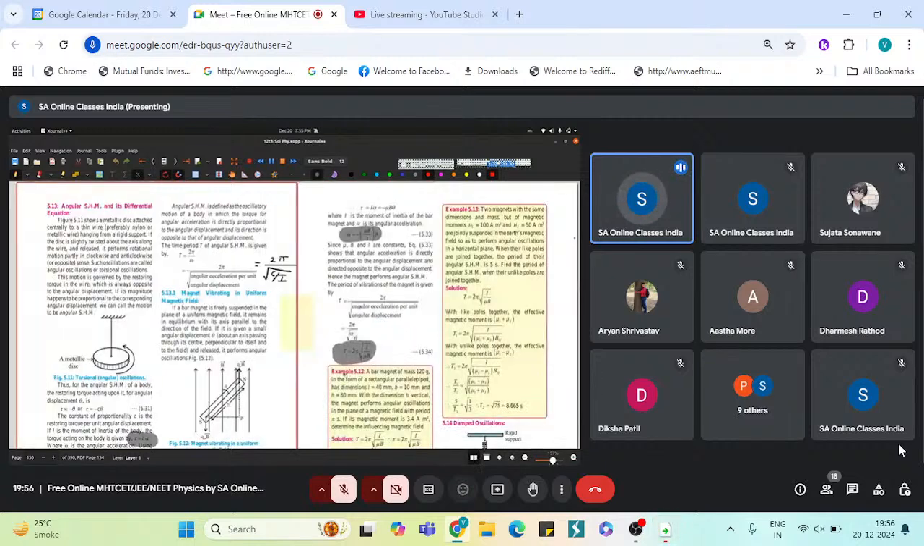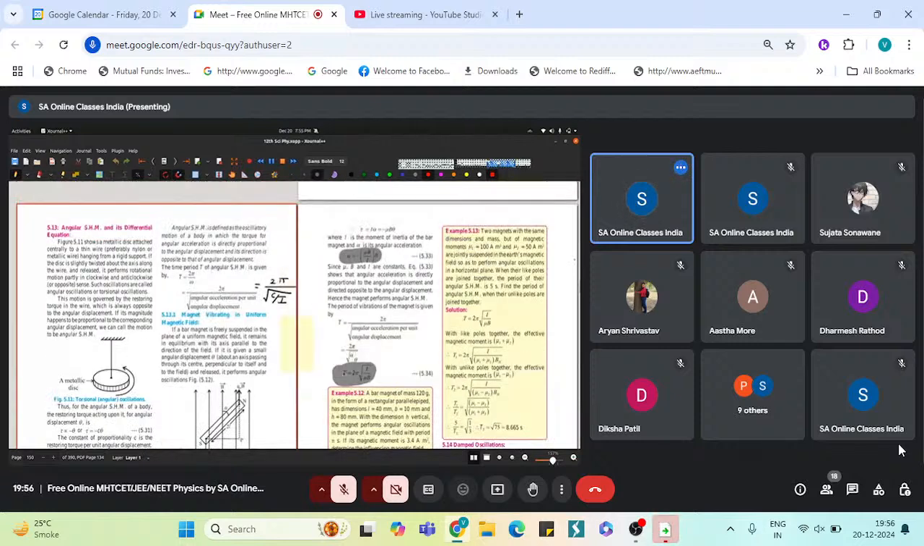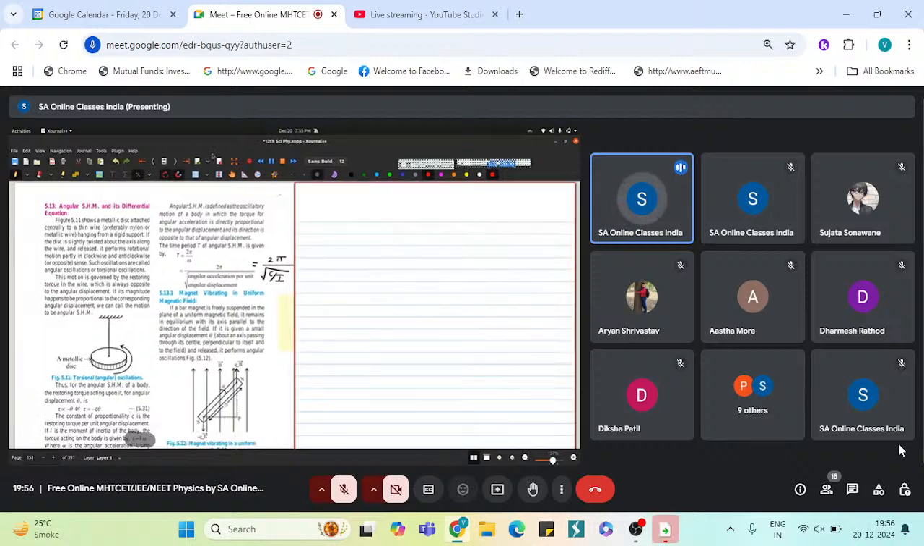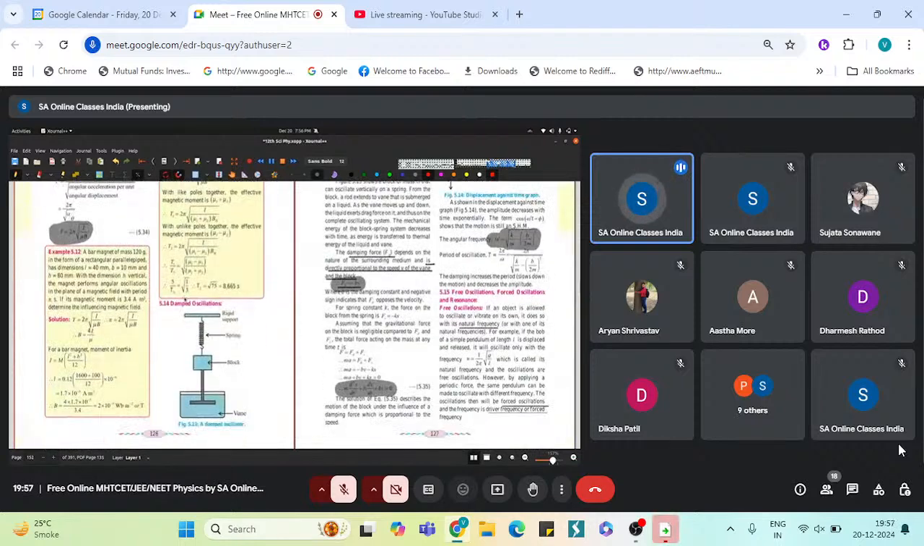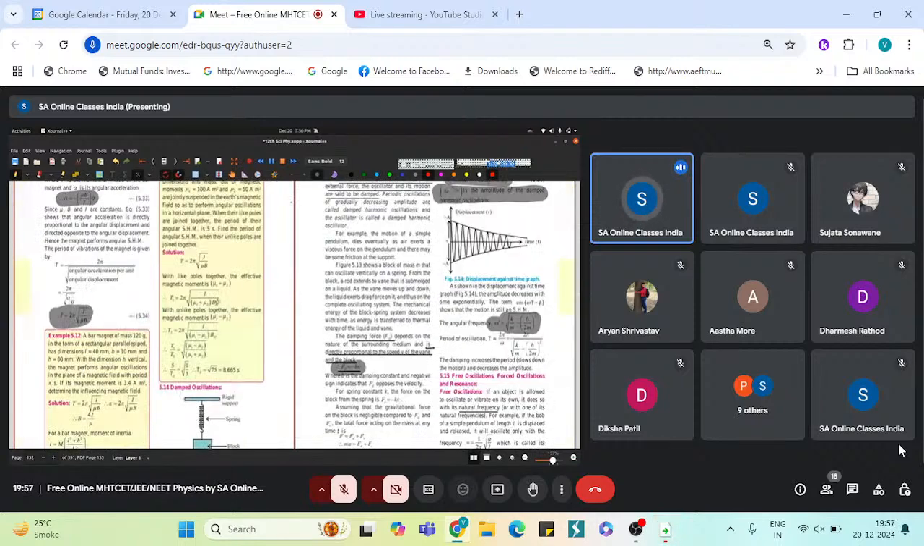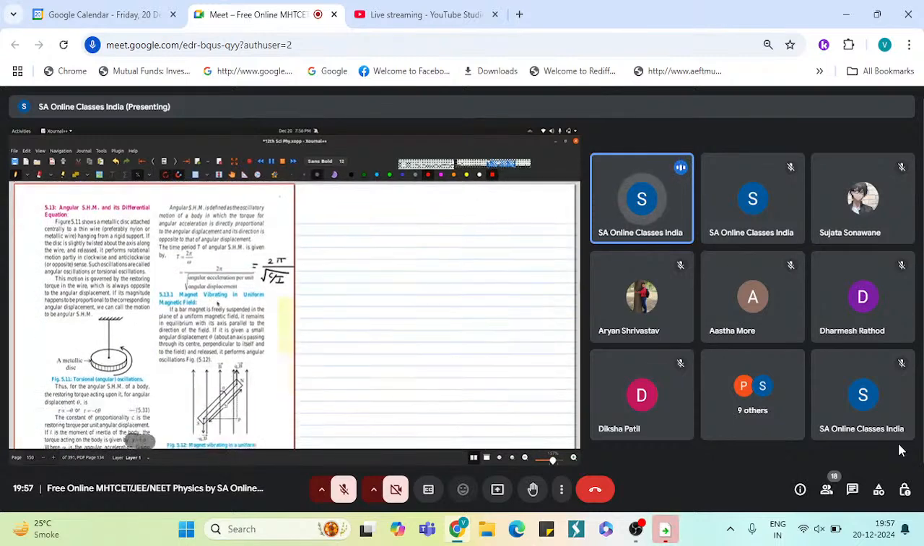And now we can come back to the remaining chapter. So few pages are remaining. And I think some of these concepts are not there for the JEE syllabus. That is something you guys should check. But for example, I didn't see any question on this magnet vibrating in uniform magnetic field or even angular SHM. And the next concept is damped oscillation. So I did not see questions related to this in recent exams. So you can probably check whether these concepts are part of the syllabus or not.